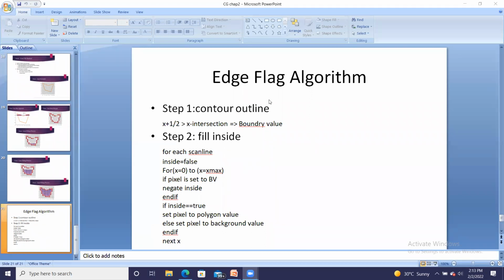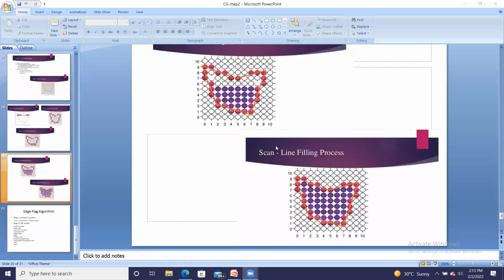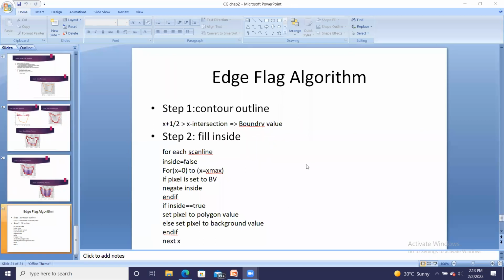So this edge flag algorithm works on the same principle as the scanline filling method. Just like the scanline filling method checked each scanline to perform polygon filling, edge flag does the same. So in edge flag there are 2 steps. First is contour outline. Contour means the boundary of the polygon.